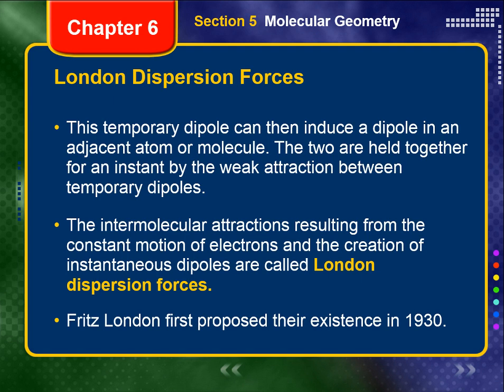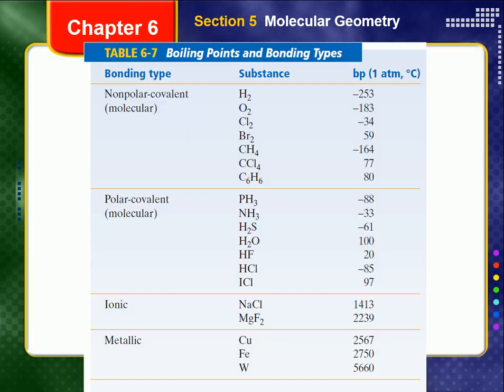This fact is reflected in the low boiling points of the noble gases and nonpolar molecular compounds listed in table 6-7 again. Because London forces are dependent on the motion of electrons, their strength increases with the number of electrons in the attracting atoms or molecules. In other words, London forces increase with atomic and molar mass. This trend can be seen by comparing the boiling points of the gases helium, He, and argon, Ar, hydrogen gas, H2, and oxygen gas, O2, and then chlorine, Cl2, and bromine, Br2.